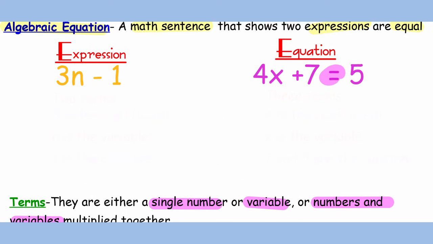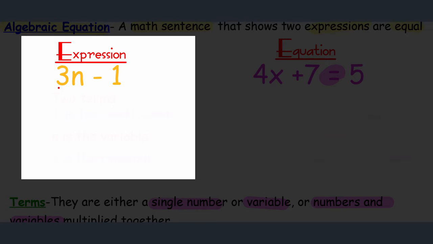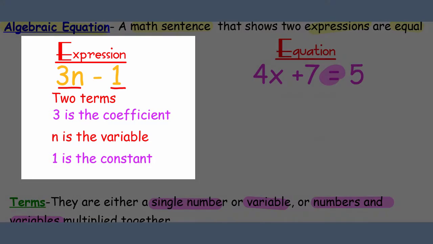So now let's go back to the examples above. With the 3n minus 1, notice how it is separated by the subtraction sign. So this has two terms. And 3 in this case will be called the coefficient because that's the number right before the letter, the variable. N will be the variable in this case. And 1 will be the constant because that is the only number that has nothing attached to it.